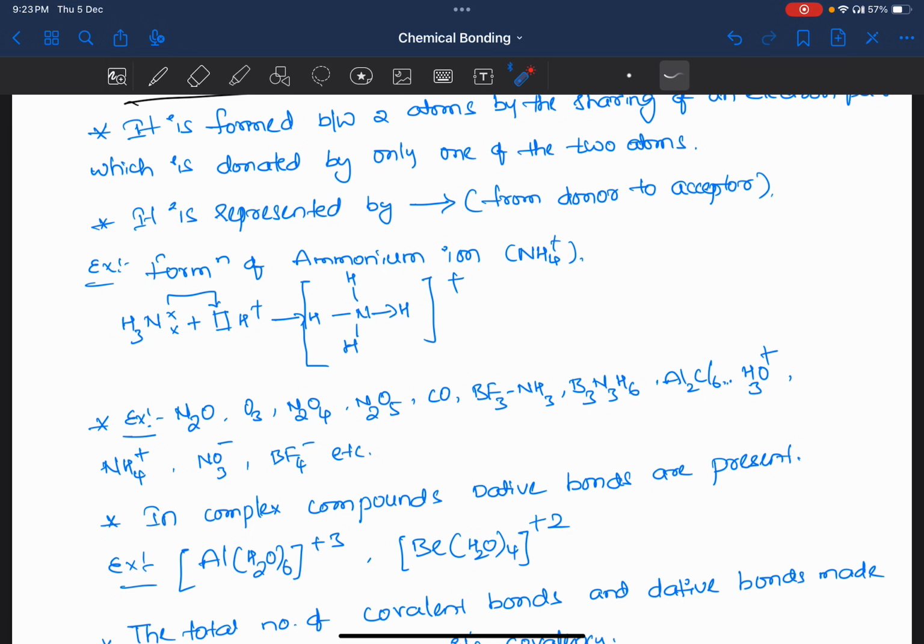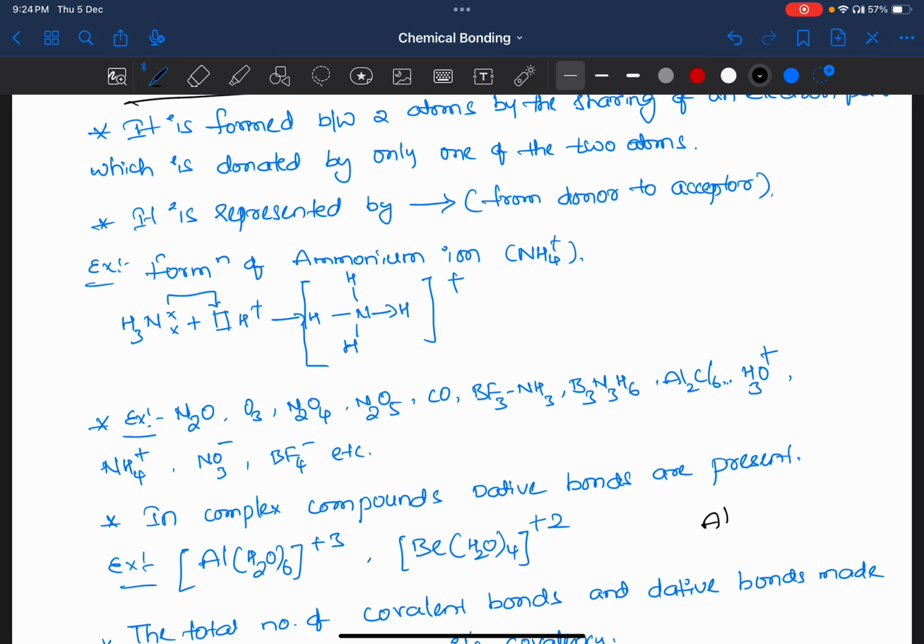And next, one more point. In complex compounds, dative bonds are present. Majorly, complex compounds are coordination compounds. Coordination compounds are complex compounds where dative bonds are compulsorily present. Now, how are these coordinate covalent bonds observed? For that, see the example.